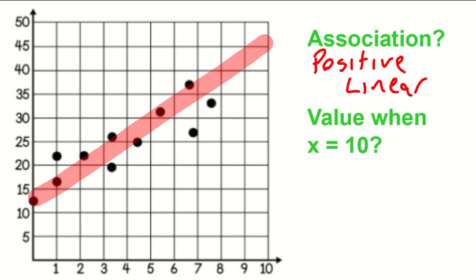So for the most part in class, we've seen it as association. Sometimes you also see the word correlation there, just talking about the connection between the data.